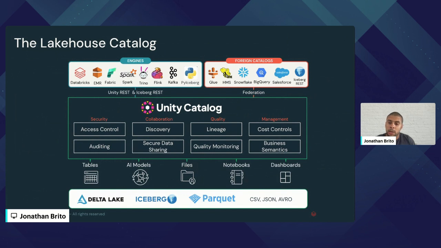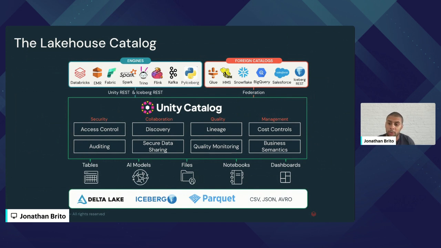Cool. And then, wrapping things up and pulling it all together, this is the overall vision of how all this comes together into what we call a Lakehouse catalog. For a lot of folks, a Lakehouse has a lot of things in it, and Unity Catalog was built with that vision from the ground up.